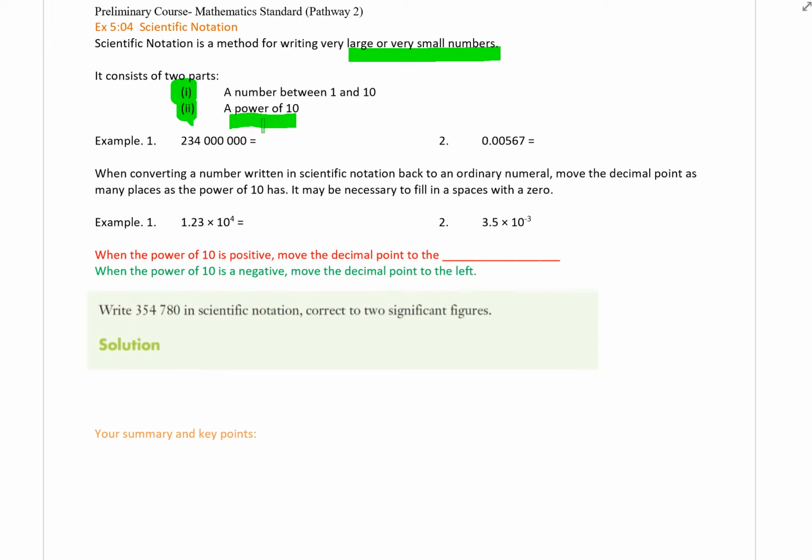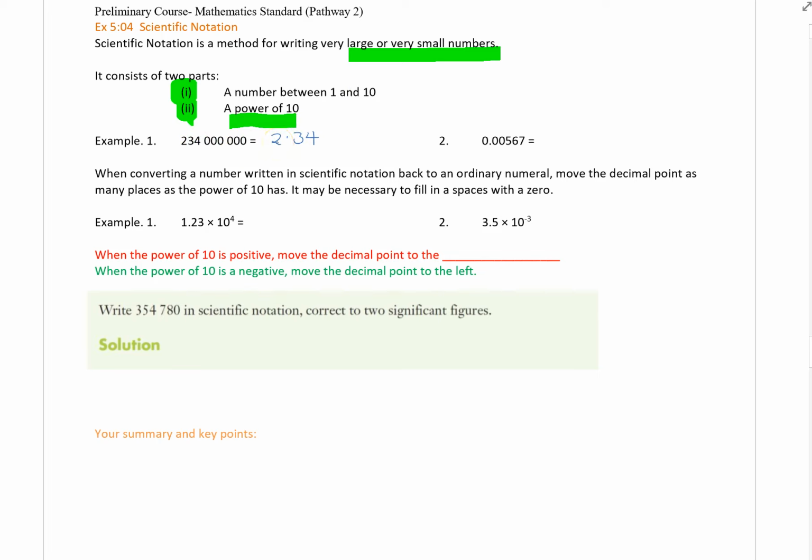Okay, let's have a look at this first example. This is a very big number, 234 million. To write that in scientific notation, I'm just going to follow the 2 steps. 1, write this as a number between 1 and 10. So we use the digits that we're given. However, we write it, in this case, as 2.34. So it can't be 0.234 because that's not bigger than 1. It can't be 23.4 because that's bigger than 10. So I've reduced 234 million to 2.34.